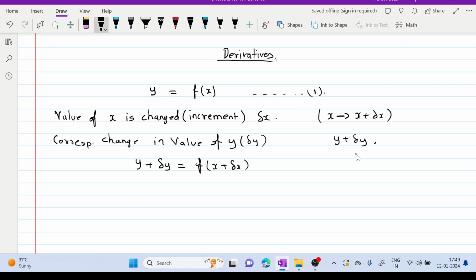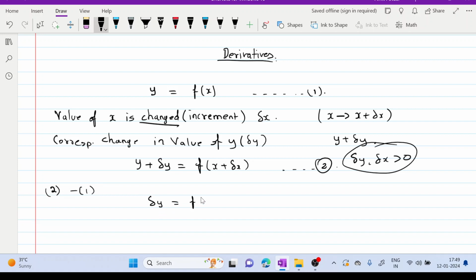Now, there is no reason that delta y and delta x have to be positive only. They can be negative. It basically means change. So it could be a change in a positive direction, or a change in a negative direction. I'll consider this as equation 2. Now, if I do 2 minus 1, I get delta y is equal to f of x plus delta x minus f of x, because y and y cancel.